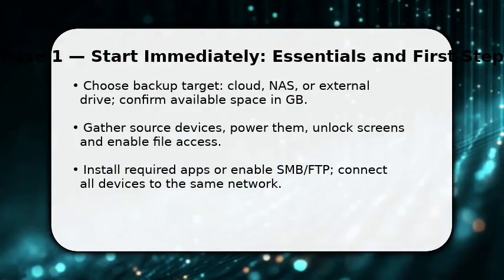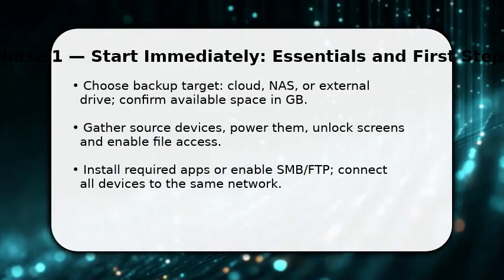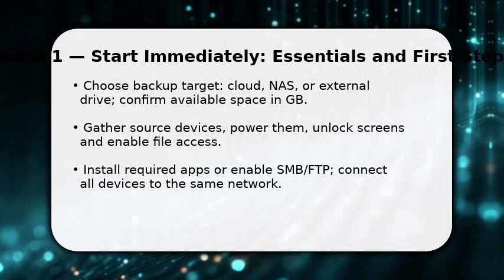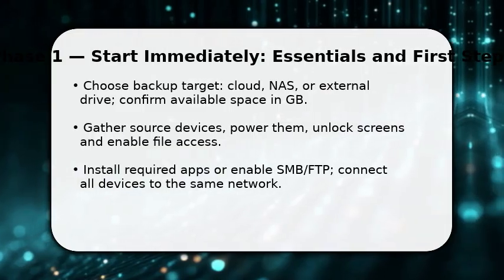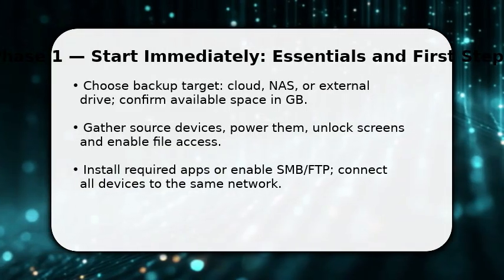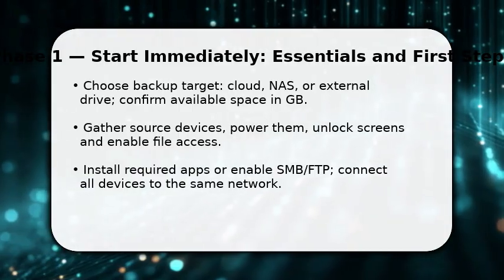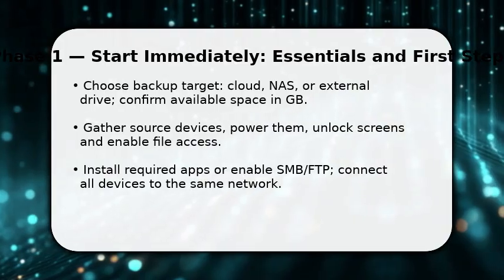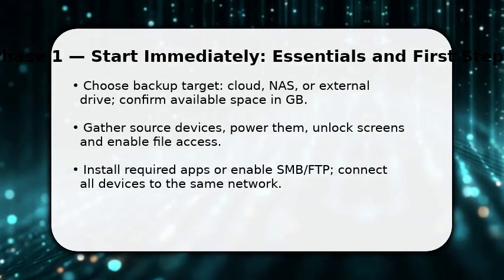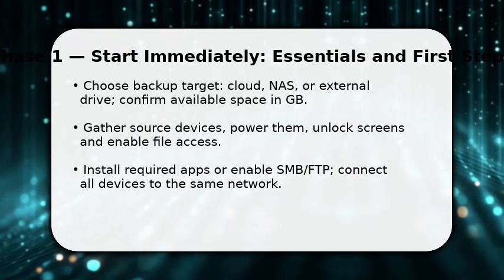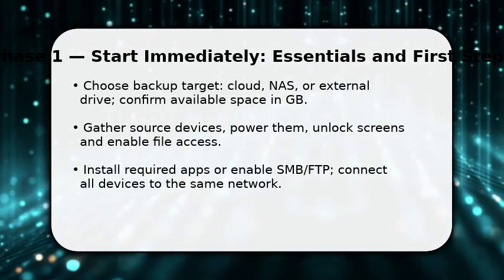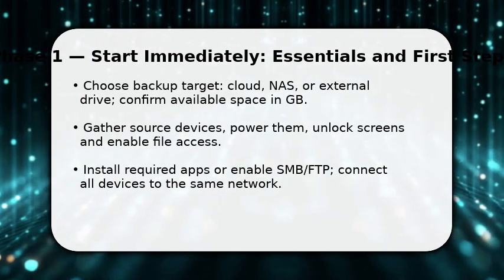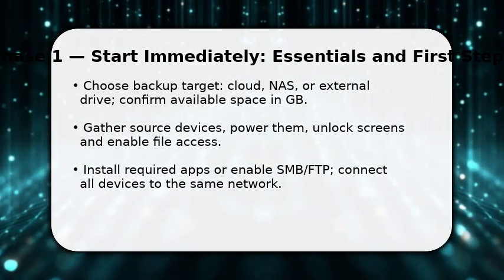You'll start by choosing where photos will live, cloud, NAS, or an external drive, and confirming you have enough GB. Next, power and unlock each source device and enable file access so transfers can begin. This avoids interruptions. Install any needed apps or turn on SMB/FTP on the receiving device, then connect everything to the same network. Once done, open the backup app or file manager and start the first transfer so you have a working baseline to build on.